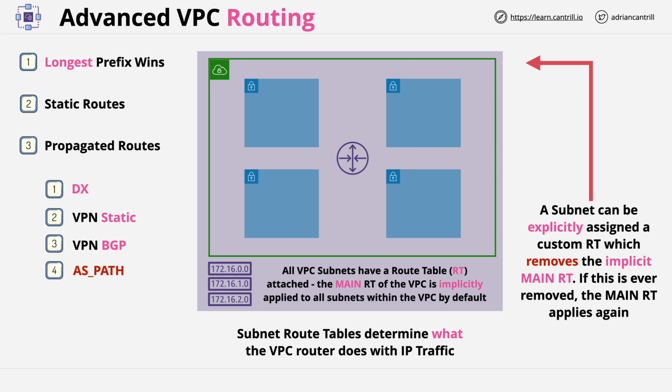An AS path is a BGP term which is used to represent the path between two different ASNs within BGP, and an AS path represents the distance between two different autonomous systems, and so logically routes with a shorter AS path would be preferenced versus those with a longer AS path.